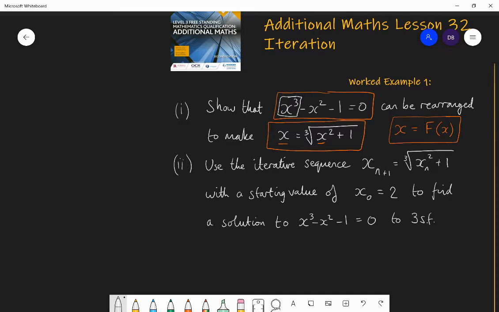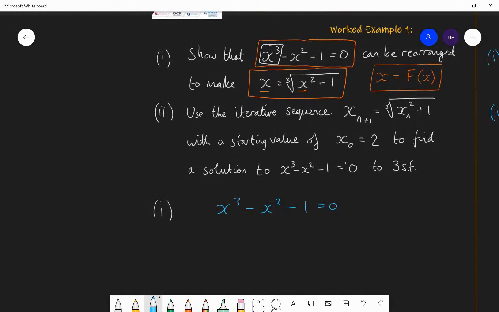So let's do that. So part one, if I start with x cubed minus x squared minus 1 equals 0, my next line is probably going to be adding x squared and adding 1 to both sides. So x cubed is equal to x squared plus 1. And then if x cubed is equal to x squared plus 1, then x will equal the cube root of x squared plus 1. And now we're done. We have shown that this can be rearranged to this.